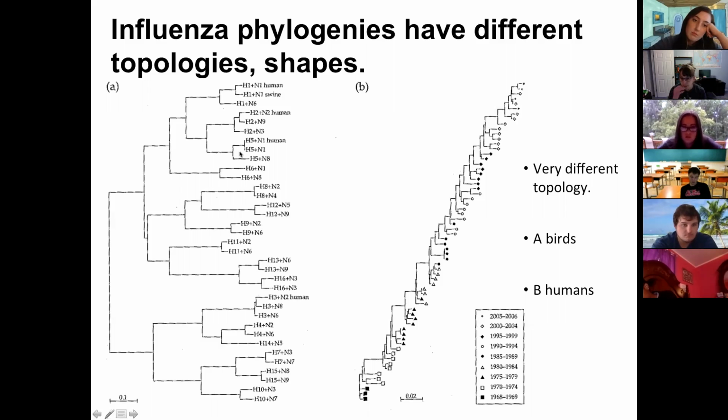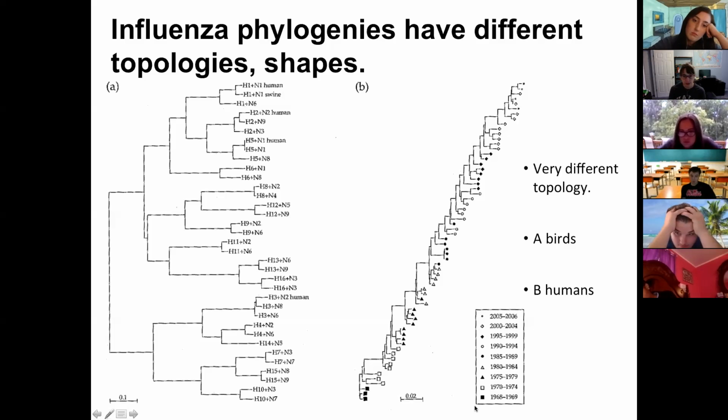On the right in panel B is an example of the influenza viruses that you can find during an infection or set of infections. So this is influenza A. They should have put that in panel A. So this is influenza A from the years 1968 to 2006. And you can tell the different years based on the shape and the shading of the shape at the tip.